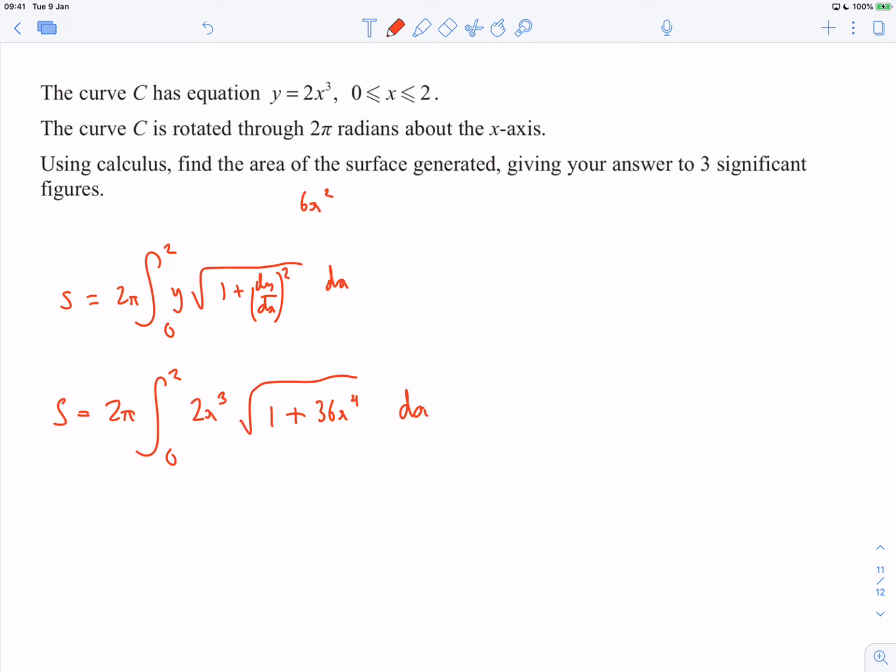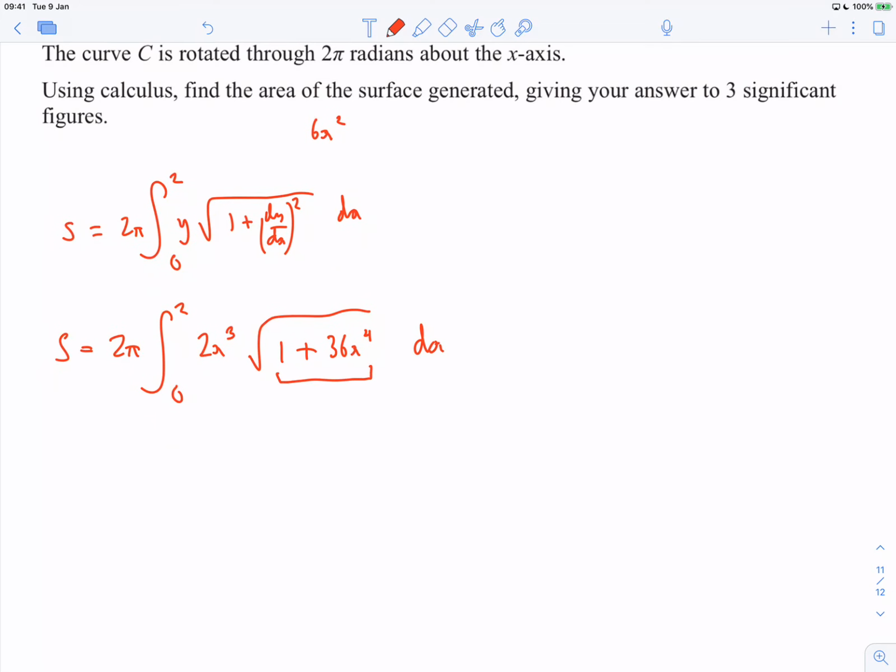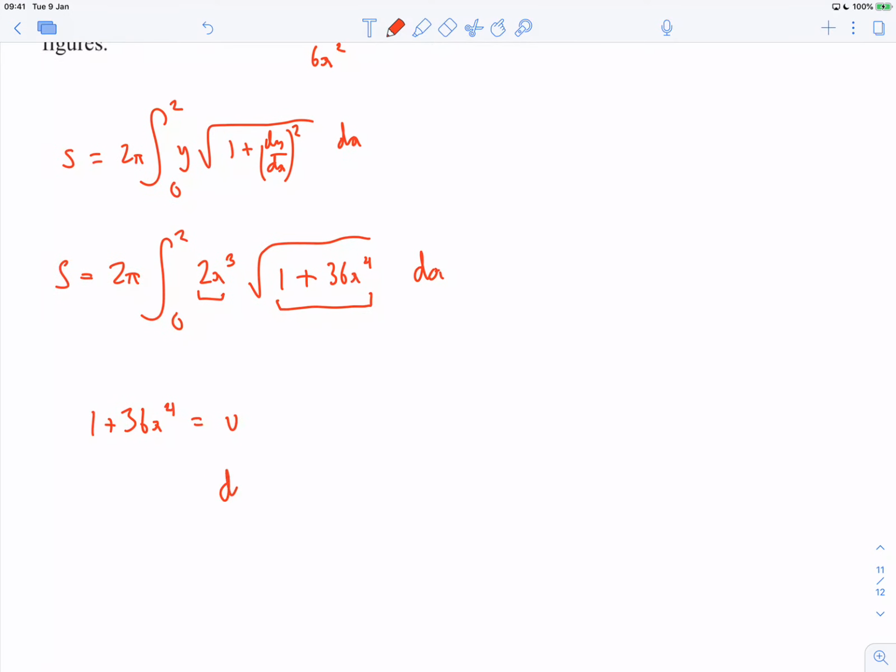Well, I wonder if a substitution might be in order, because I know that this thing differentiates to this. So if I let 1 plus 36x to the 4 equal to, say, u, then du is going to equal 4 times 36, what's that, 144x cubed, and this is dx. Wow. Okay.